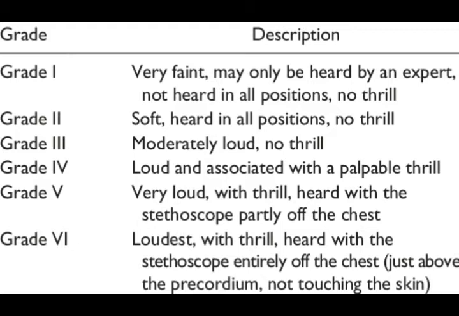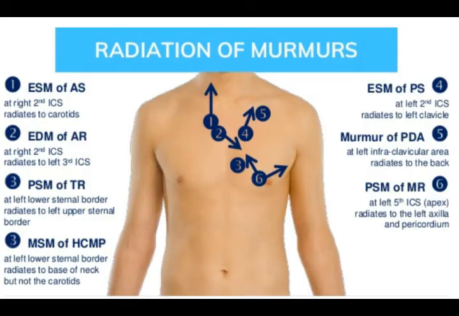Now, the radiation of murmurs is a very important part. While the murmurs are usually more intense at one specific listening position, they often radiate to other listening positions or areas of the body. For example, the murmur of aortic stenosis frequently radiates to the carotid arteries, and the murmur of mitral regurgitation radiates to the left axillary region.